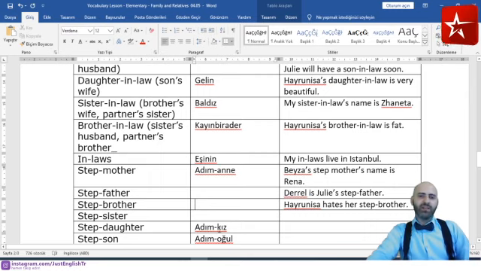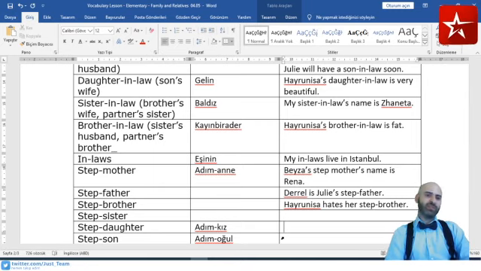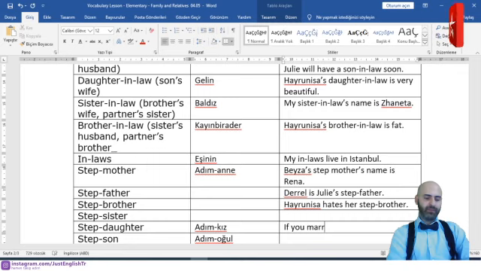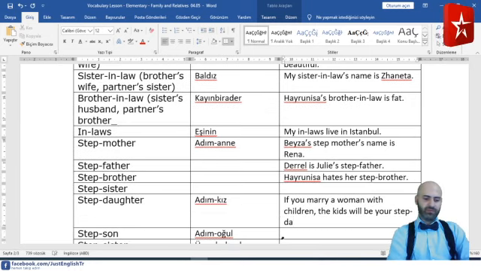Hayrunisa is a girl. So if you marry a woman with children, these children will be your stepdaughter and stepson, okay? If you marry a woman with children, the kids will be your stepdaughter and stepson.